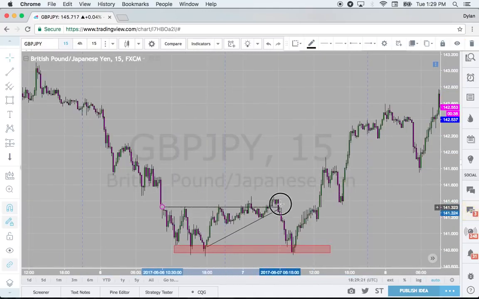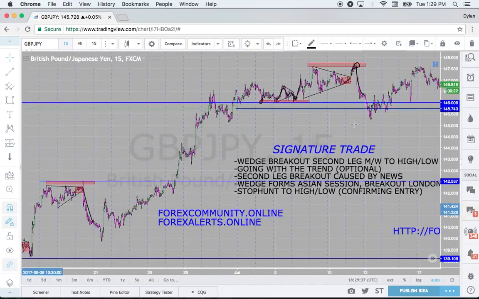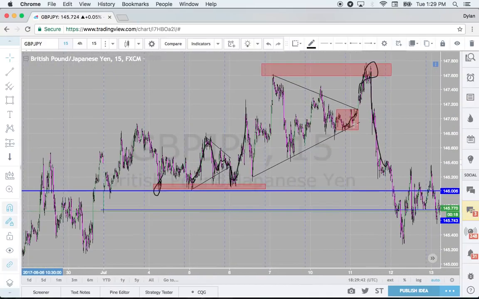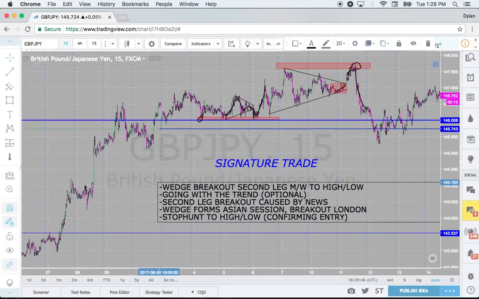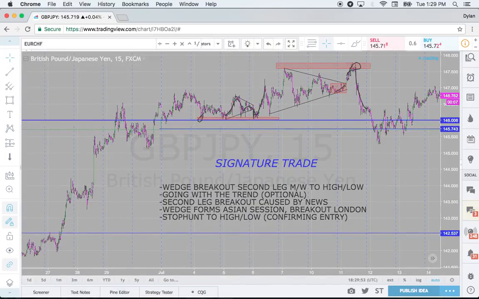So basically that was today's video. Wedge formation, breakout London session to the low of the previous day, and then rise. So yeah, that's our signature trade. This is our signature setup. It occurs, like I said, across all pairs and all time frames.